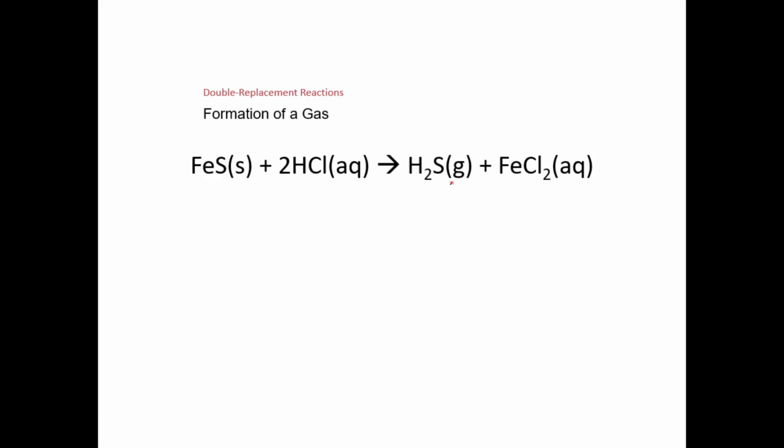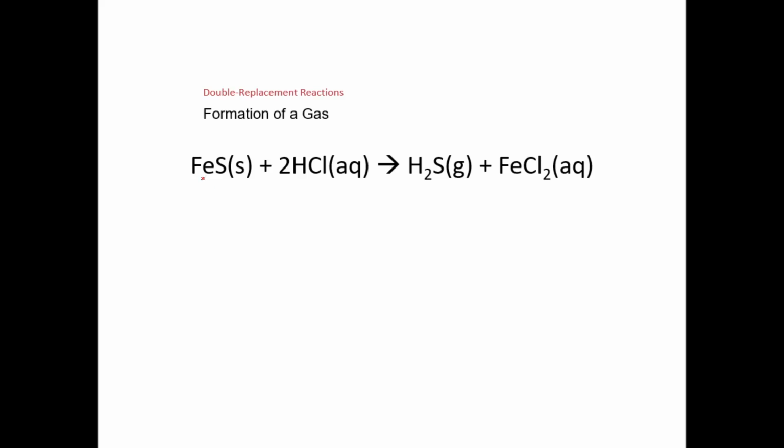So here, instead of forming a solid, we're forming a gas. So when I combine the iron sulfide and the hydrochloric acid, we actually get bubbles, and those bubbles would be hydrogen sulfide gas, which is actually a nasty smelling gas, foul smelling. That's the smell of rotten eggs. They actually added it to propane gas so you could detect the smell of it.